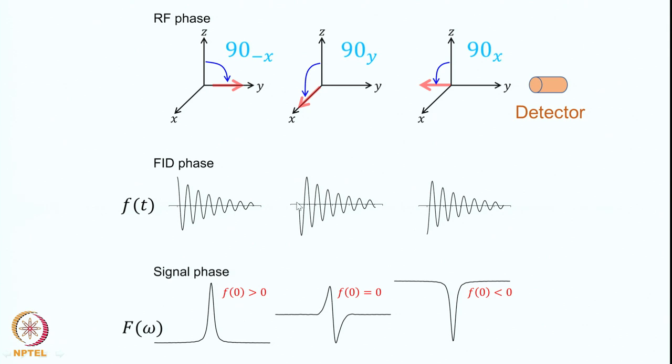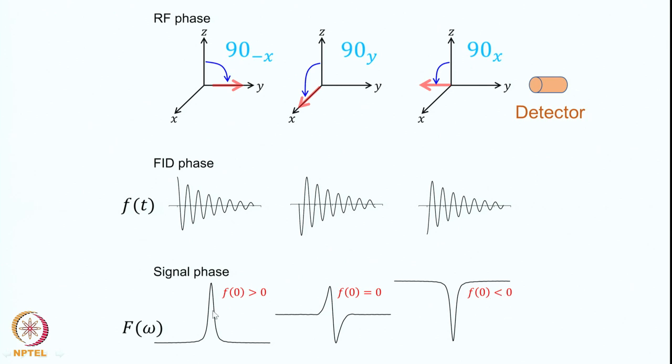In this case, when the signal is collected in this manner, it starts from 0 here. F of 0 is equal to 0, and this produces a dispersive signal, and the integral of a dispersive signal is 0. This half and this half are opposite in sign, and therefore this goes to 0. And here when it starts from the negative side, obviously it will have a negative integral, and F of 0 is less than 0.